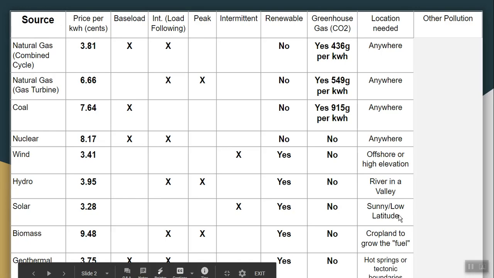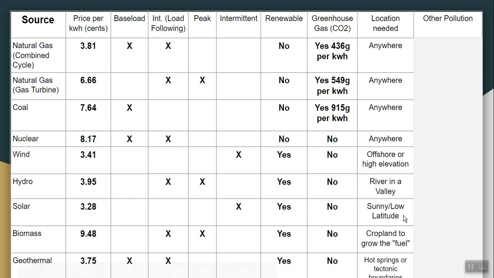Solar, that has to be somewhere sunny and, if possible, at a lower latitude. That's because the angle of the sun is a lot higher in the sky the closer you get to the equator.